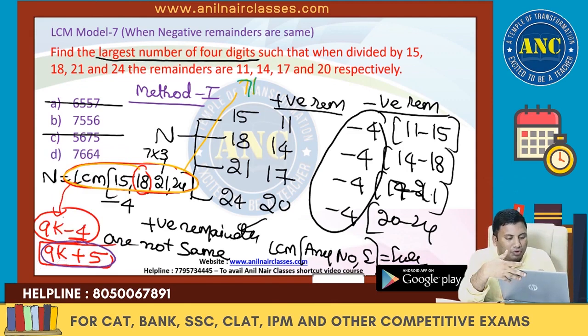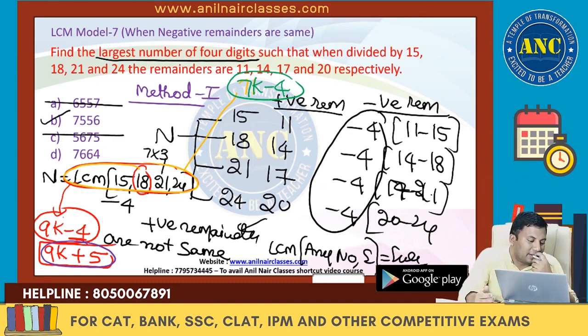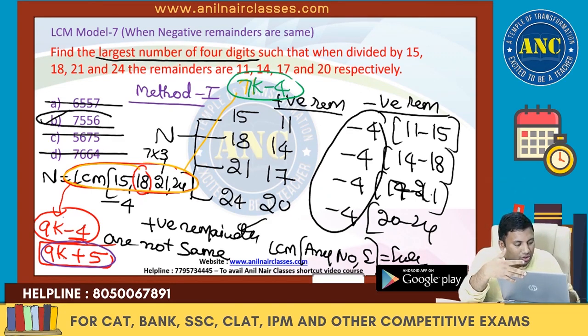7k minus 4 it should give. 7k minus 4. Let us solve that. Where it is 7k minus 4. 7 ones are 7. 7 sevens are 49. 7 nines are 63. Plus 3 means minus 4. 7 fives are 35. Minus 1. So the answer for this question is 7556.